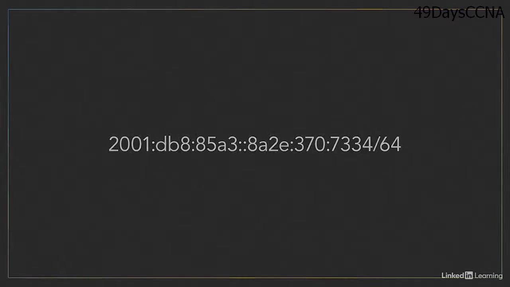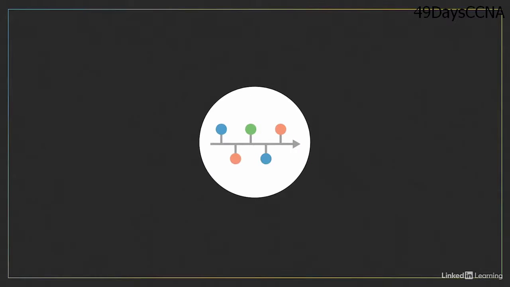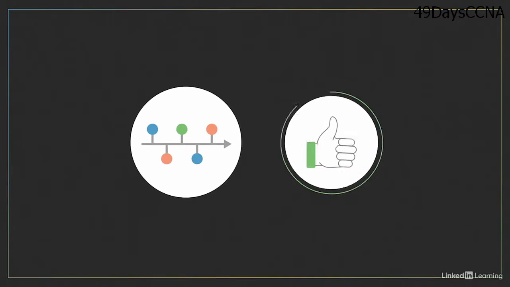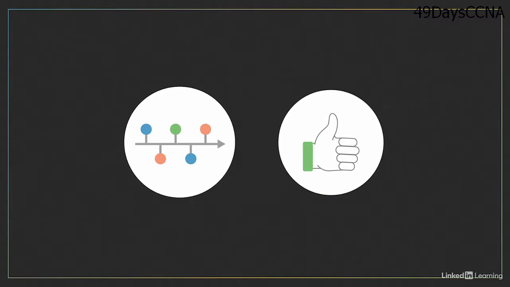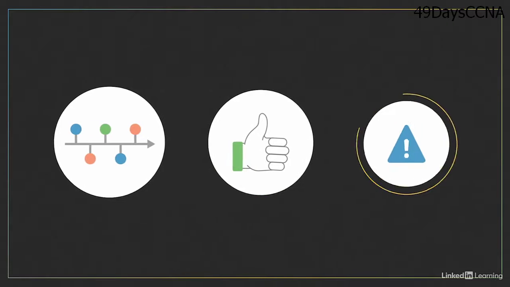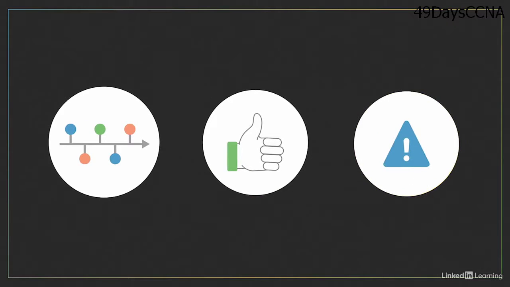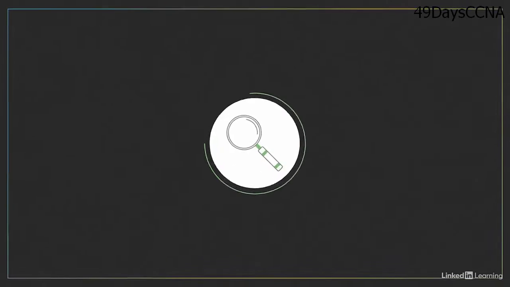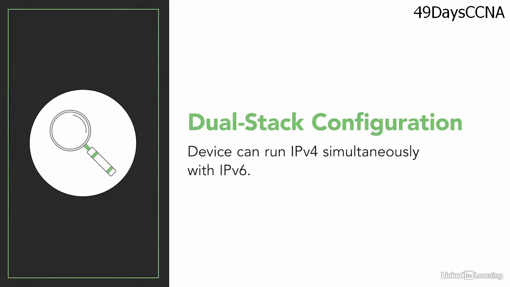Now, when it comes to moving the world to IPv6, I think it's important that we have a gradual and slow transition. In fact, that's exactly how it's being done. Think about it. We can't shut down the internet for the weekend as we make this transition. Fortunately, modern computer nodes support what is termed dual stack configurations. This means that the device can run IPv4 simultaneously with IPv6.